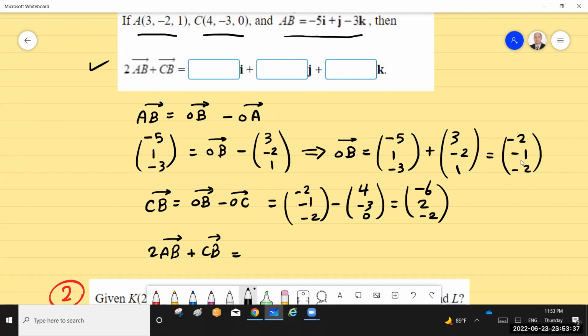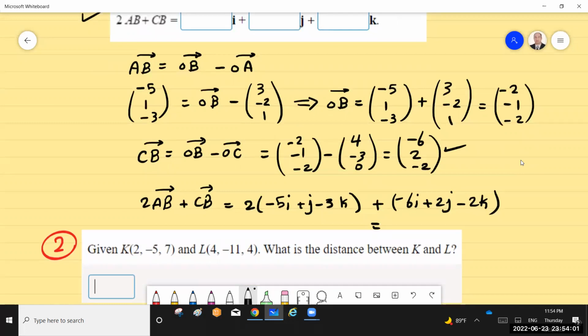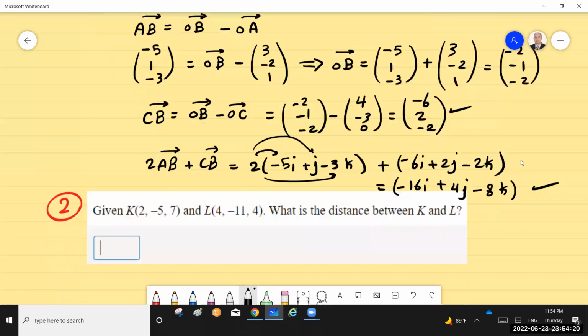The vector AB you can write in ijk components as -5i plus j minus 3k. This is 2AB plus CB, where CB is -6i plus 2j minus 2k. Now by adding these two vectors you get the answer. 2 times -5 is -10, plus -6 gives -16i. And 2 times 1 is 2, plus 2 is 4j. And finally, 2 times -3 is -6, minus 2 is -8k. This is the answer.